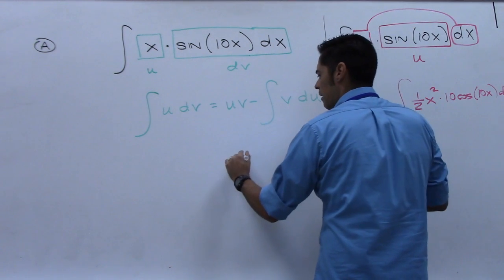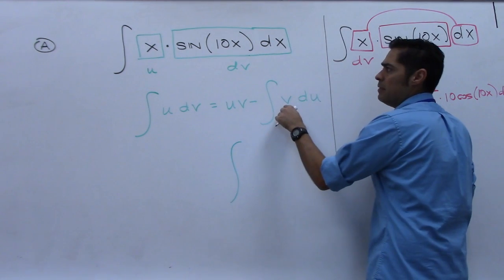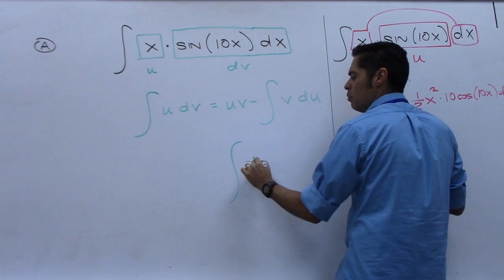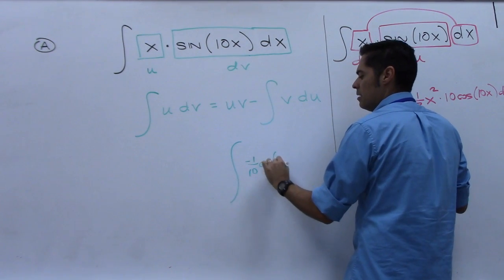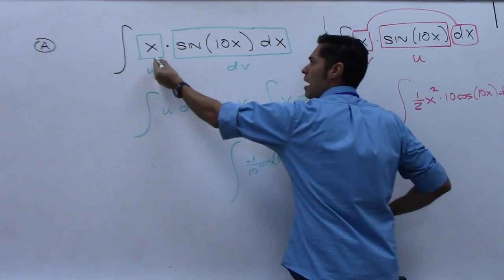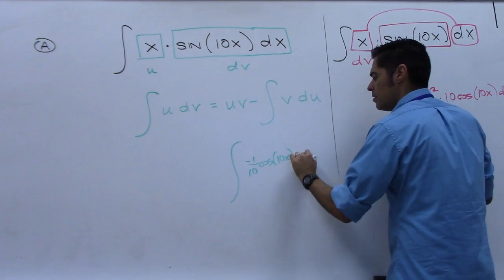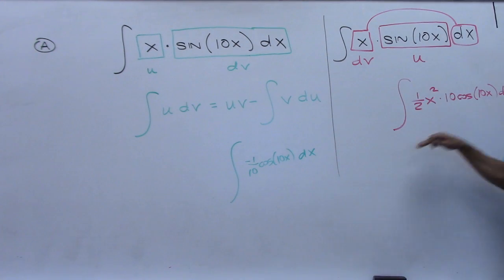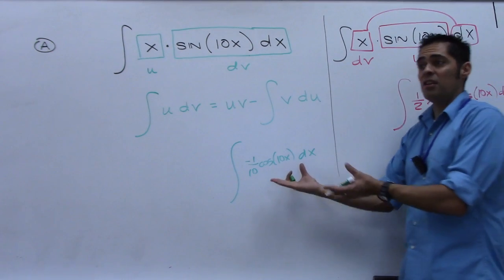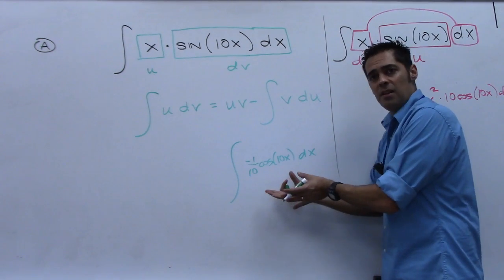This new integral over here, you said we would need v, right? Which is the antiderivative of that. We all said that that would be negative 1/10 cosine 10x, right? That's what we said. And du, which is the derivative of that, which you said was 1, right? So this would be it. Which integral would you rather work with? The first one, right? Because now this is just a trig by itself.